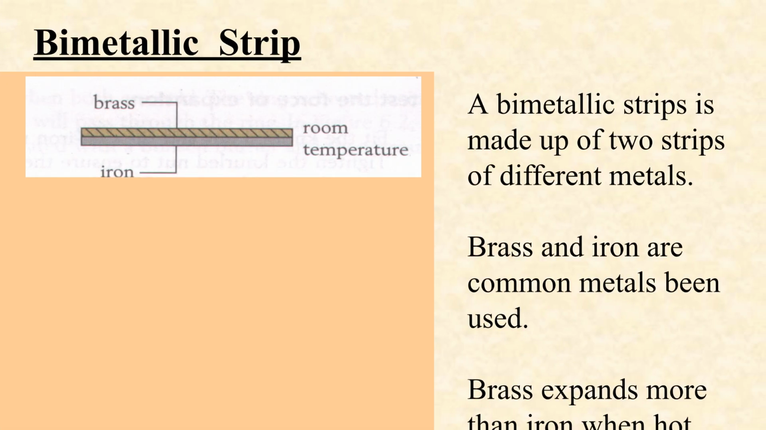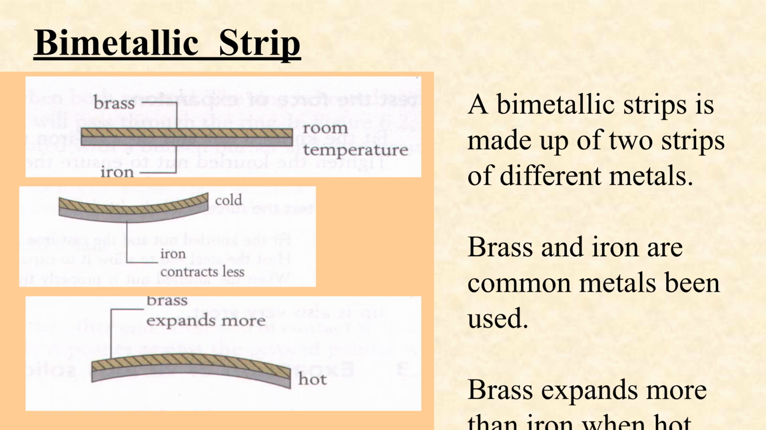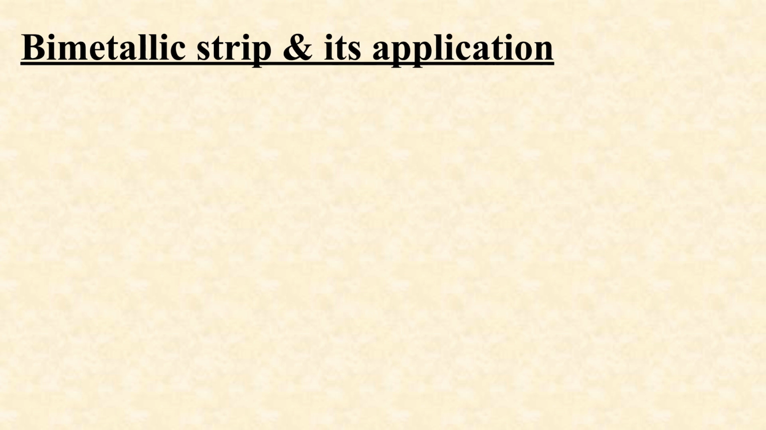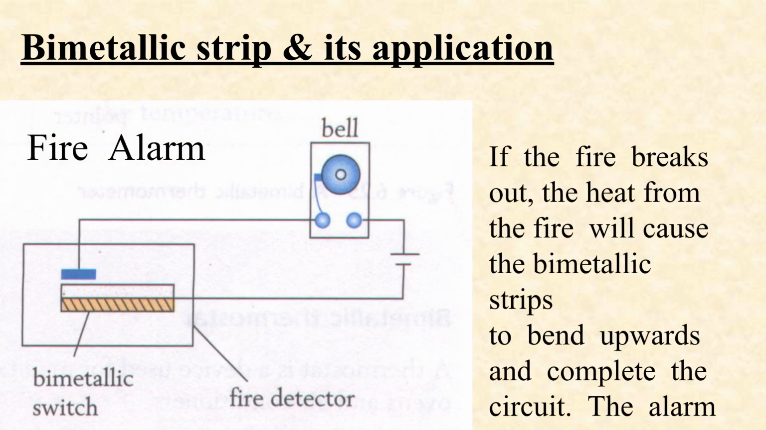A bimetallic strip consists of two different metals, such as brass and iron. Brass expands and contracts more than iron. This difference in thermal expansion causes the strip to bend when heated or cooled. One application of a bimetallic strip is in a fire alarm. If heat from a fire causes the strip to bend upwards, it completes the circuit, and the alarm bell rings.